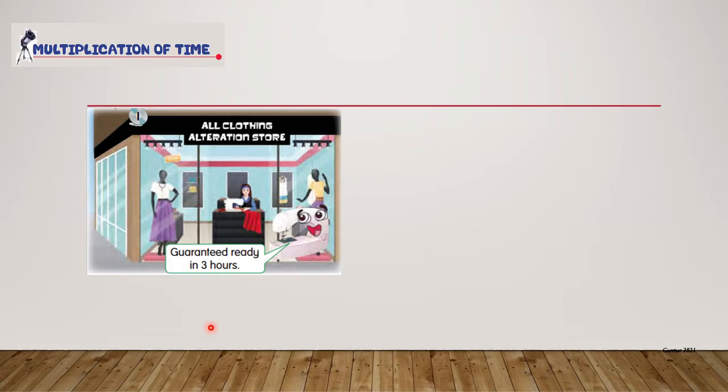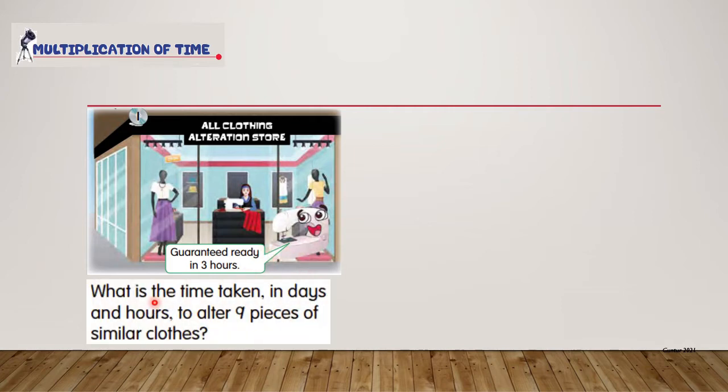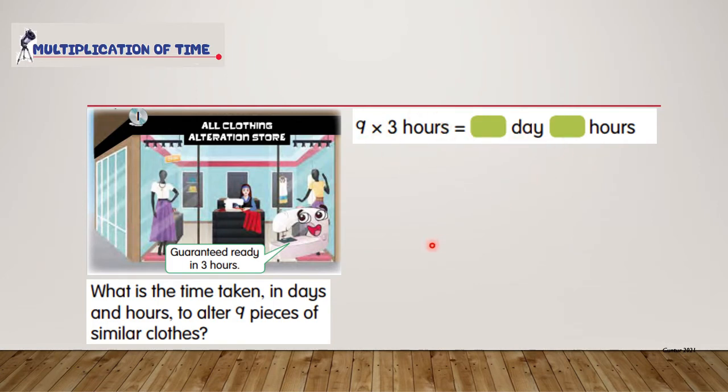Look at the picture shown there. All clothing alteration store guaranteed ready in 3 hours. What is the time taken in days and hours to alter 9 pieces of similar clothes? One clothes will be finished in 3 hours. So how to solve it? Now 9 pieces of clothes times with 3 hours. The answer in days and hours.